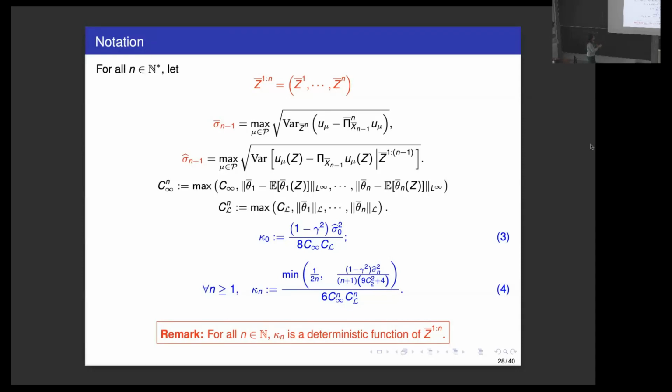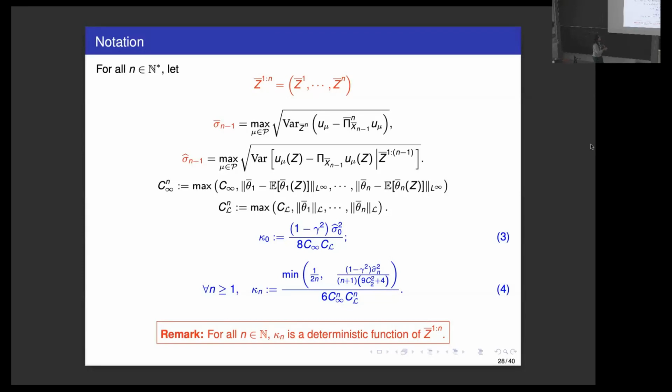I need to introduce this quantity here. Theta bar 1 to theta bar n are the orthogonalized functions that are the output of the greedy algorithm once you use some kind of Gram-Schmidt orthogonalization procedure to obtain an orthogonal basis of the different reduced bases that you've constructed. And C infinity T is the maximum of the L-infinity bounds of the elements of the solution set.